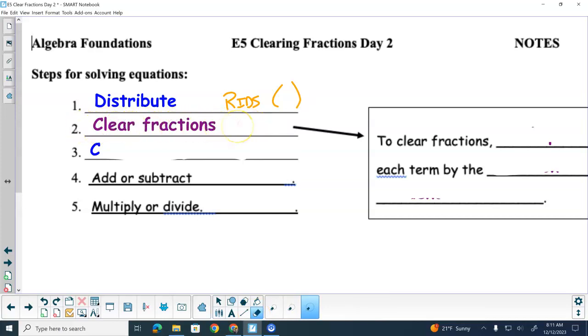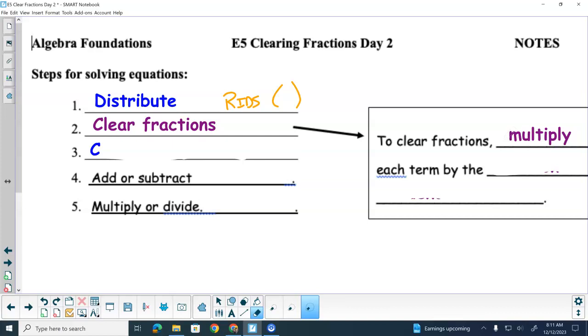Okay? And how do I clear fractions? What am I going to multiply by in order to clear my fraction? Literally in your notes from yesterday. All you got to do is take your paper, flip it over. Or, if it's in a 3-ring binder, you just got to look back 1 page.